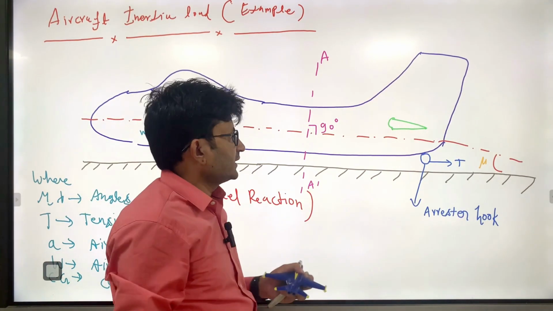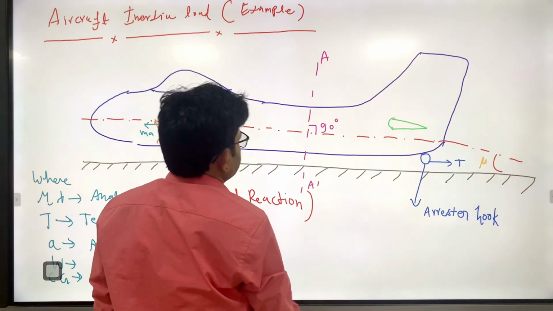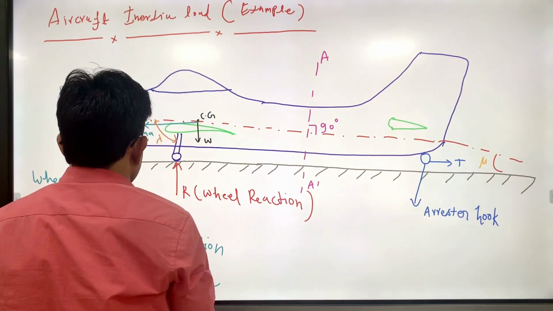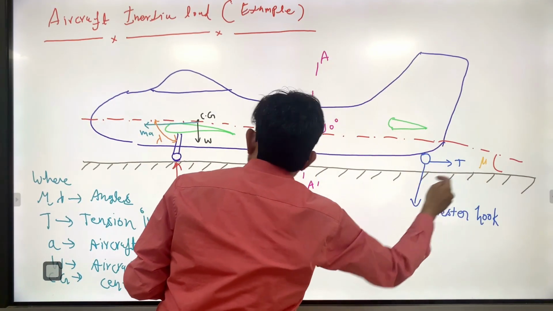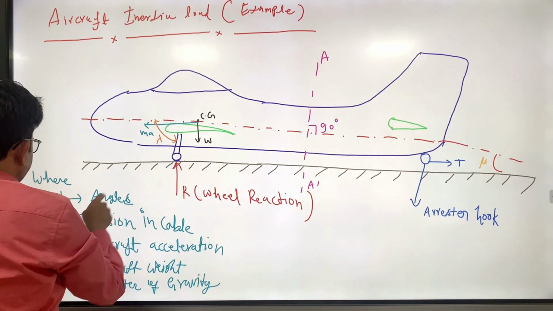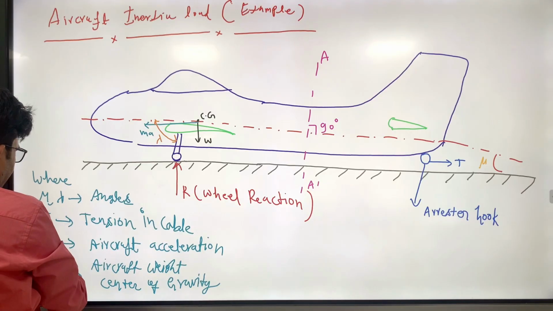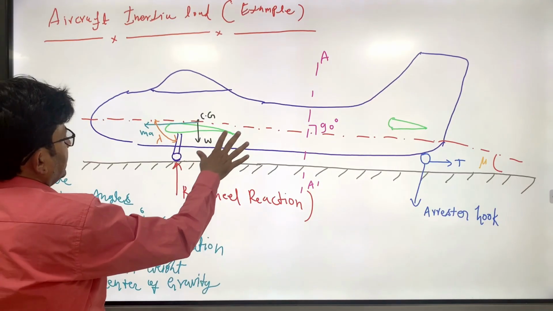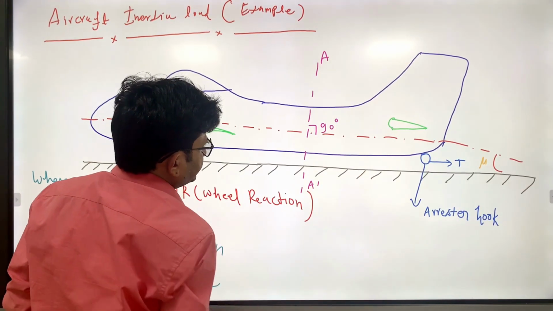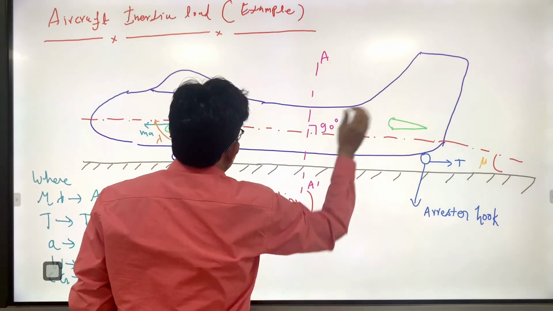Okay, if it is more, then it is good that more resistance is offered by this portion. That mu is the angle this reference line is making with the horizontal, and lambda is the angle already told. T is the tension in the cable, A is the aircraft acceleration, W is the aircraft weight, CG is the center of gravity. I think nomenclature is clear, right? And this is the tail part.